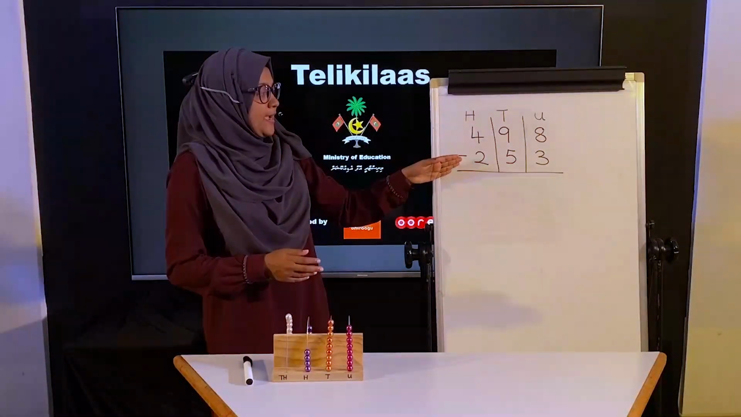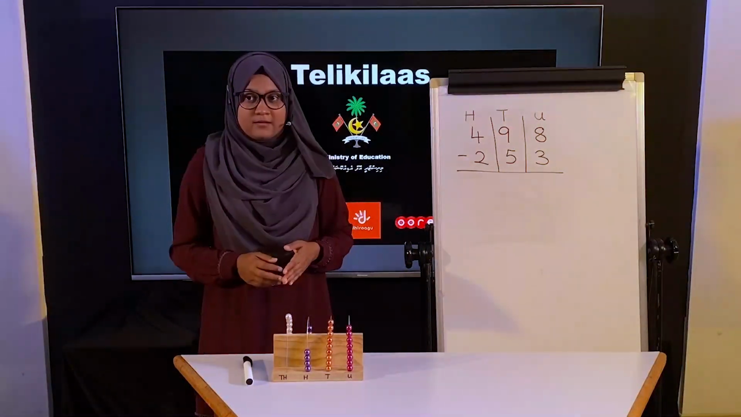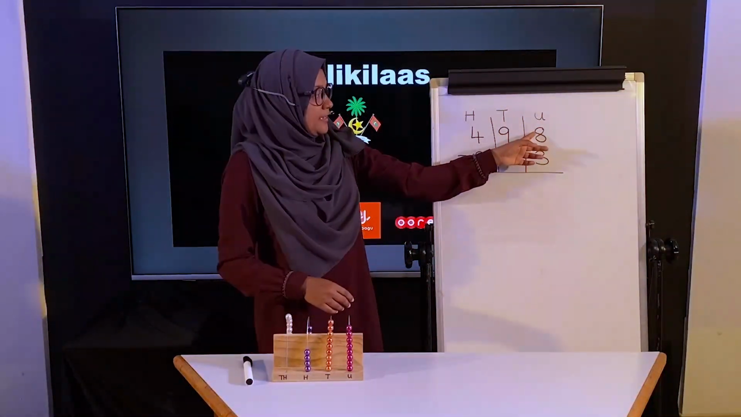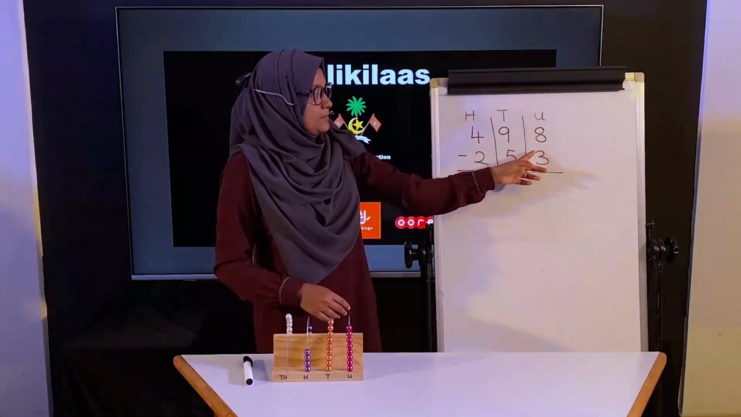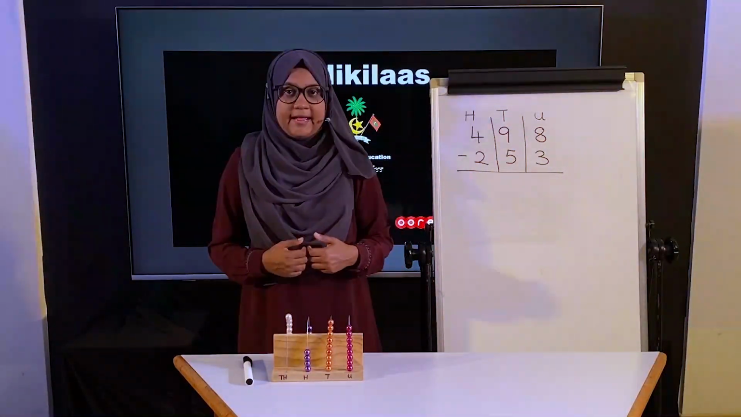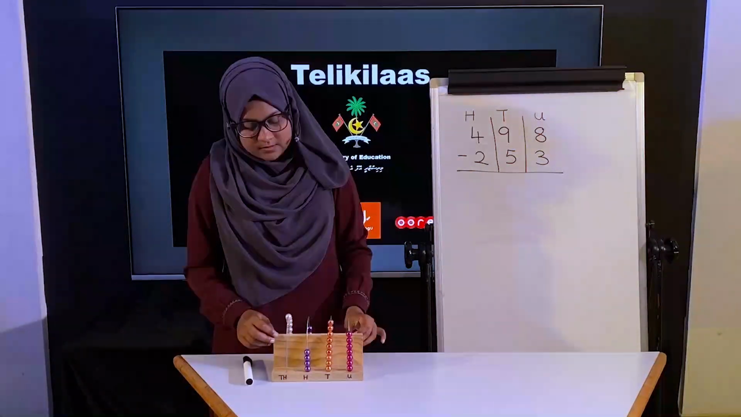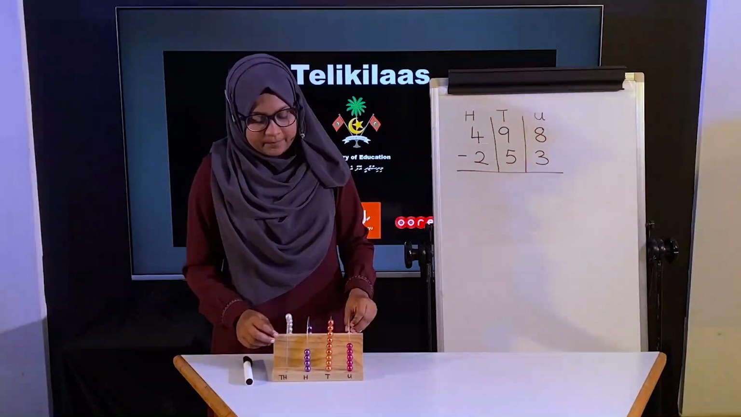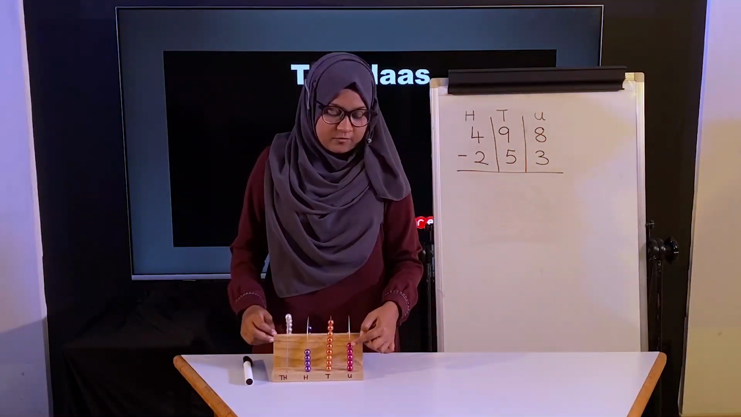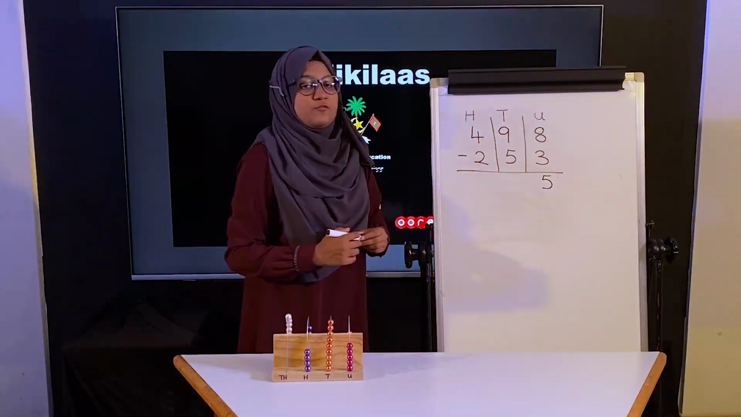Next we have to subtract 253, which means we have to take away a few numbers and see what the answer is. So first of all, in units place we have 8 minus 3, which means we have to take away 3 from 8. So we have to take 3 beads. 1, 2 and 3. So what is remaining? 1, 2, 3, 4, 5. So 5 is the answer. 8 minus 3 is 5.